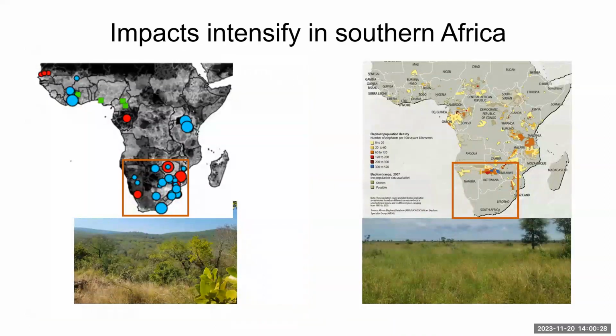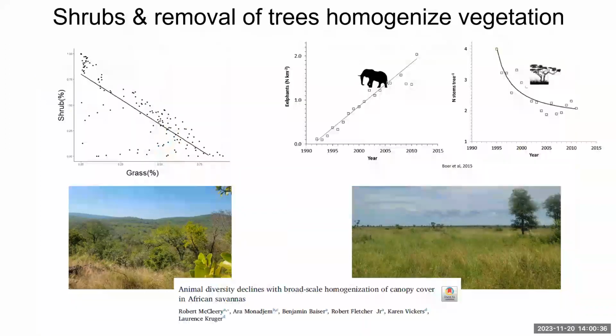So shrub encroachment is set to intensify specifically in Southern Africa, but elephant populations are also increasing there. Increasing shrub cover tends to slow or reduce grass cover. Specifically, if you think about the savanna, you think about open grass patches, but with an increase in shrub cover, we tend to lose those open grass patches. On the other hand, increasing elephant density, for example, is linked with a reduced number of big trees, which results in open savannas.